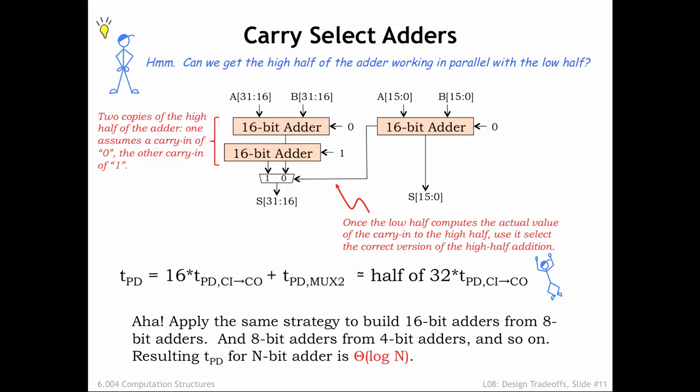Note that log base 2 of n and log n only differ by a constant factor, so we ignore the base of the log in order of notation. The carry select adder shows a clear performance size trade-off available to the designer.